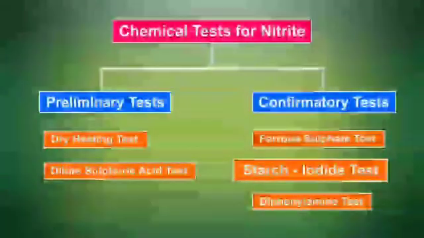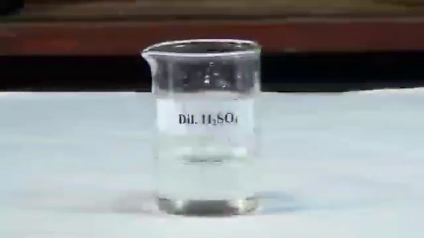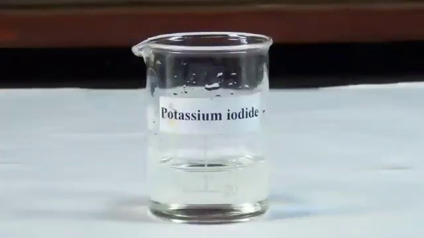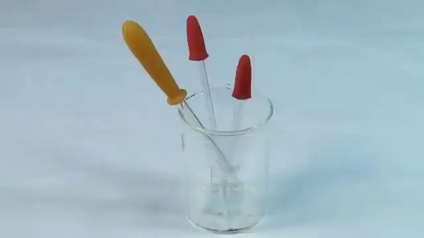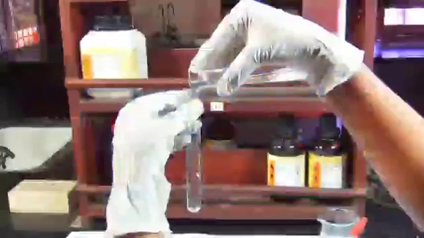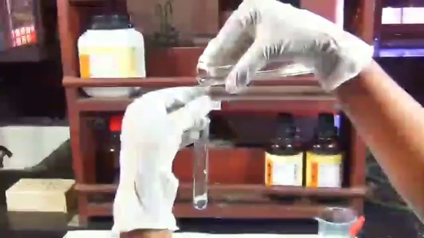Starch iodide test. Materials required: aqueous solution of the salt, dilute sulfuric acid, potassium iodide solution, freshly prepared starch solution, test tube, and droppers. Procedure: take a small portion of aqueous solution of the salt in the test tube.